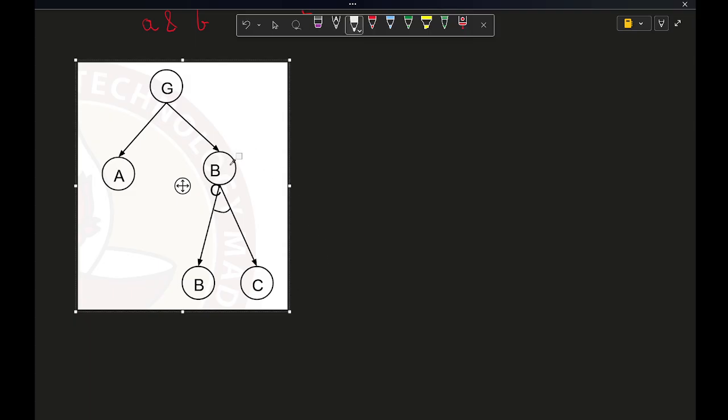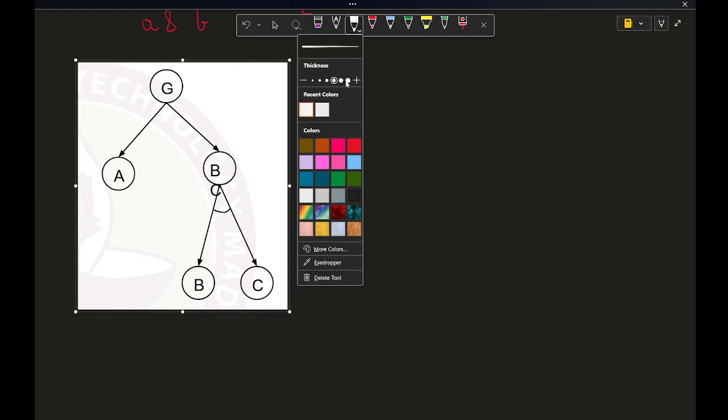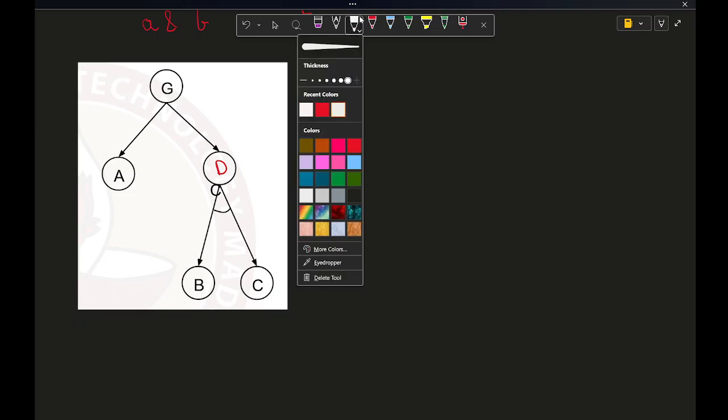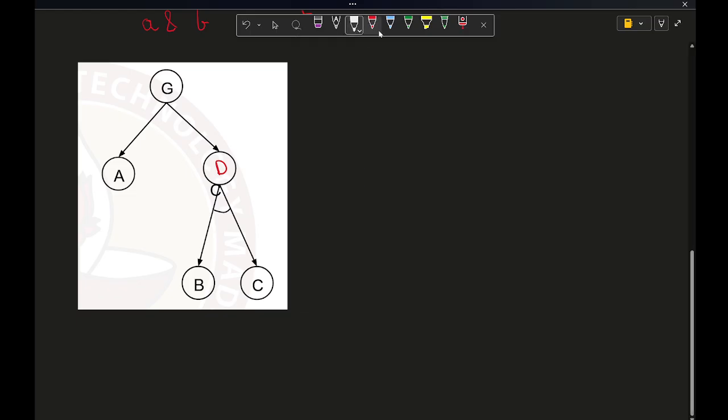Let's say I'm calling this D here instead. So when we arrive from G to A, we just explore A. Because there is nothing more down there, we just end here itself, correct? Because there are no more branches coming from A. So this is where this subtree ends.